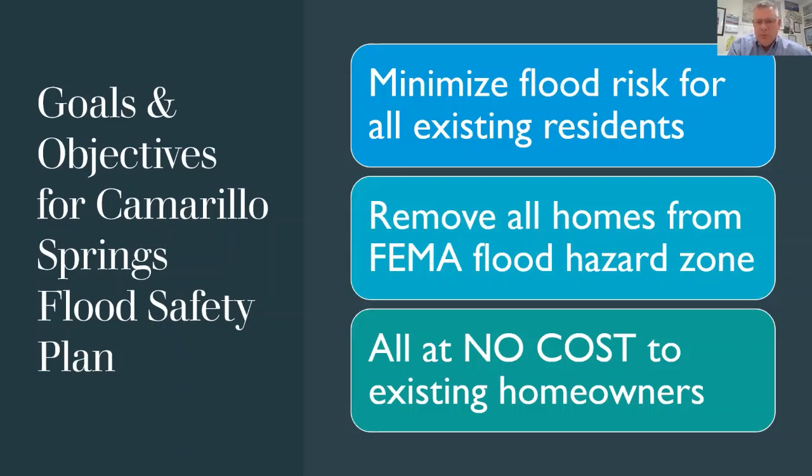So the 3 objectives: minimize flood risk for all of the existing residents. And there are 160 current residences, current properties that are in the mapped 100-year FEMA floodplain. And the goal is to remove all of those homes.